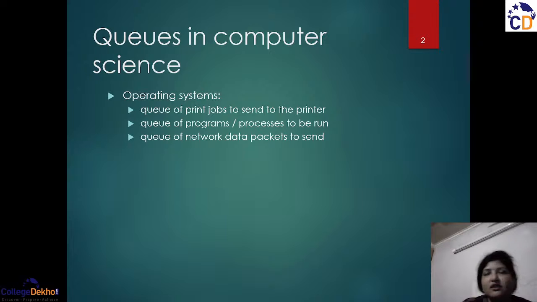we use the queue of print jobs to send to the printer. We make a queue. Everyone has seen this, like when you send a document to the printer, right? And if you are sending more than two documents, it is maintaining a queue, and you can easily identify this is my first job, this is my second job, and it is maintaining it in a printer queue, right? Queue of programs and processes to be run.